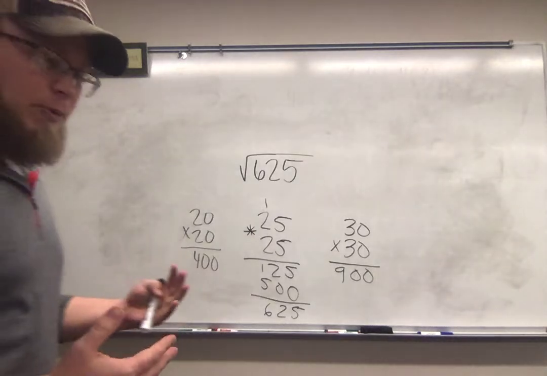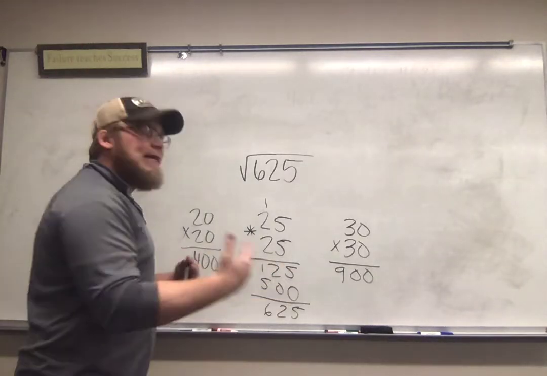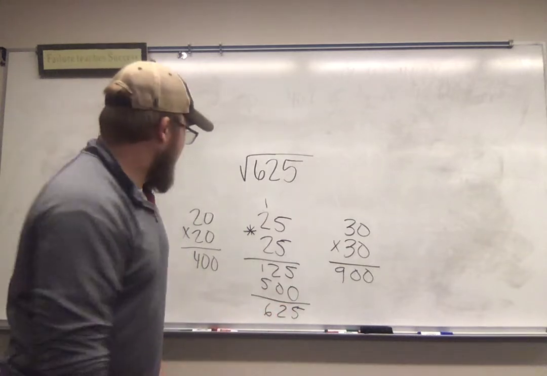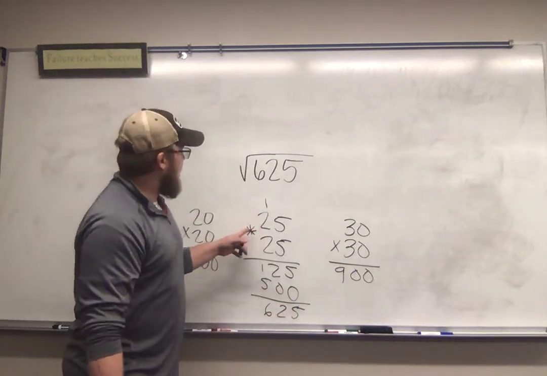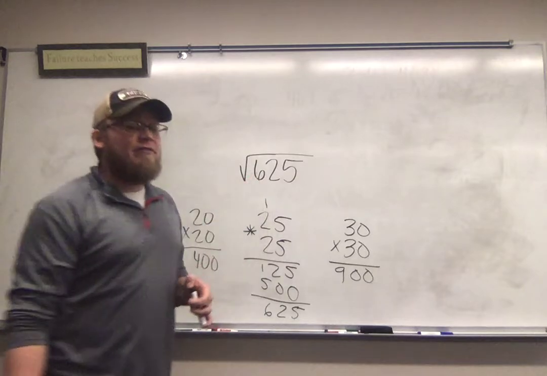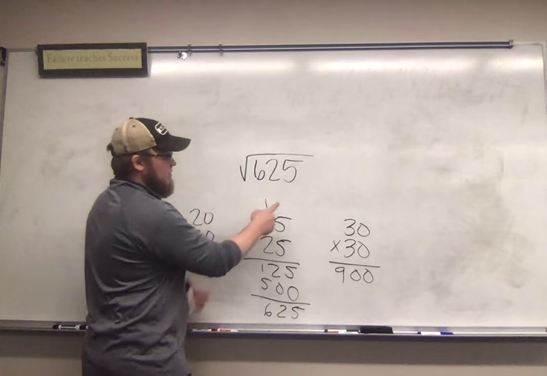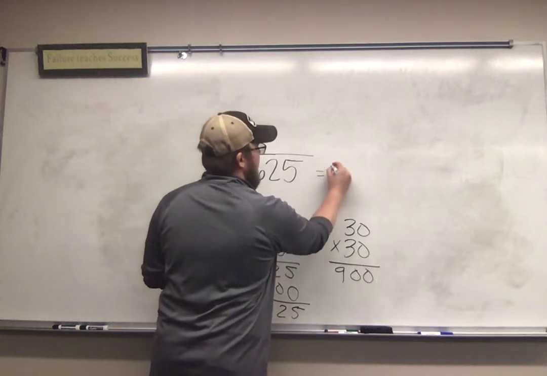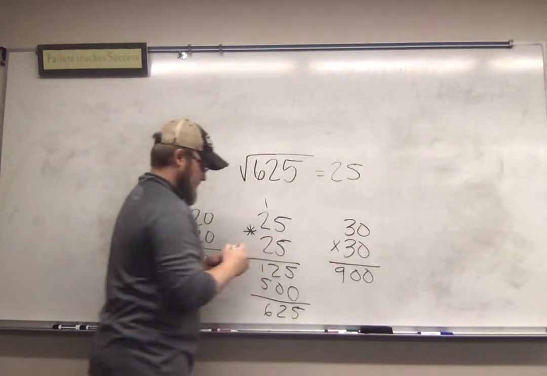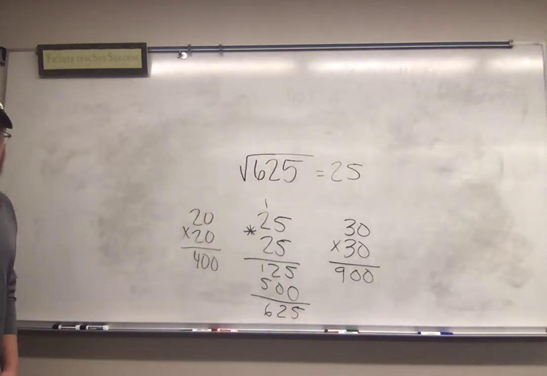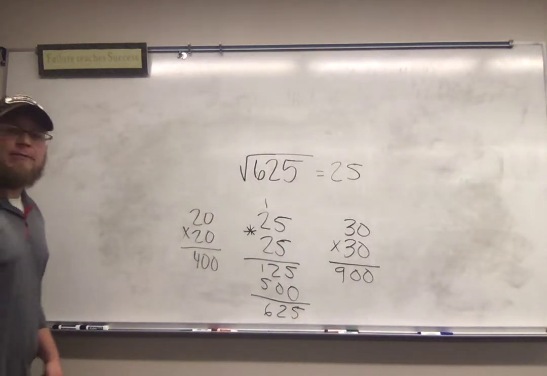Okay, so that's just a little bit of how to kind of break down the bigger numbers when you're looking for a perfect square, right? Because the number 625 is a perfect square. It comes out nice and even with the answer of 25. Okay? You can just see it real quick again. And we'll go on to example 3.